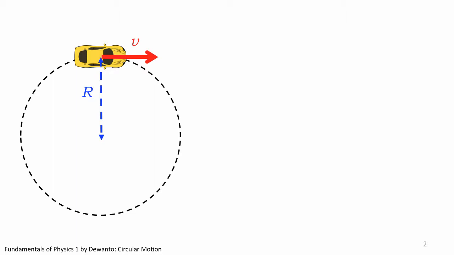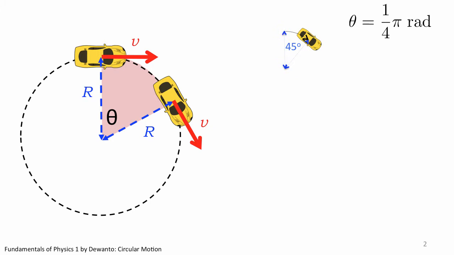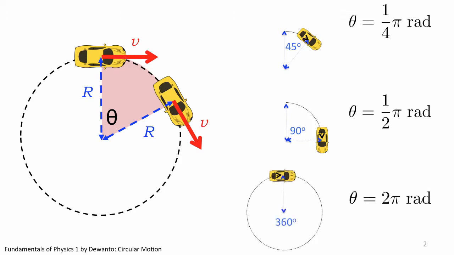The first way is to use the angular displacement, denoted by theta. The SI unit of theta, or any angle in general, is radian, and pi radian, or 3.14 radian, is equal to 180 degrees. So if theta is 1/4 pi radian, the car has moved 45 degrees. If theta is 1/2 pi radian, the car has moved 90 degrees. If theta is 2 pi, or 6.28 radian, the car has just completed one round of the circular track, and so on.